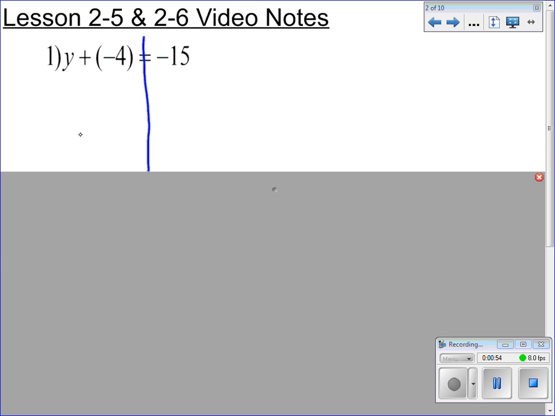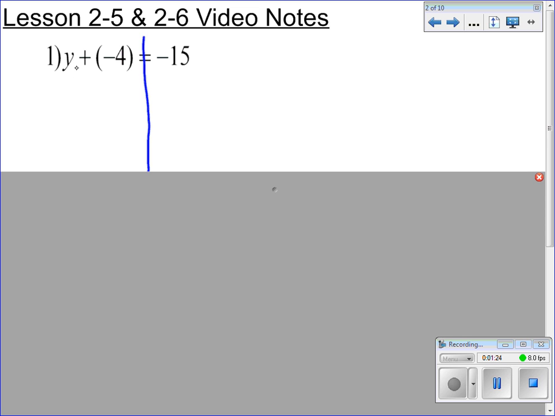The way we're going to keep it balanced is by following what I like to call the golden rule of algebra, saying whatever we do to one side of the equation, we're going to do that exact same thing to the other side. So thinking in terms of a scale or a balance, if I add or take away weight from this side of the scale, then I've got to take the exact same amount away from this side of the scale in order to keep it balanced. And we're going to be doing that with equations as well.